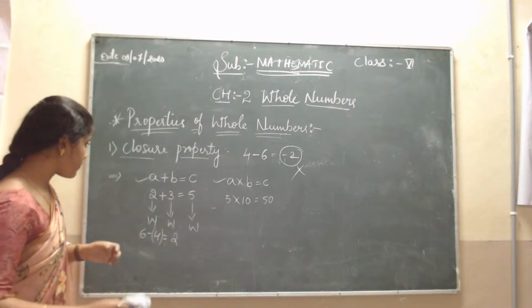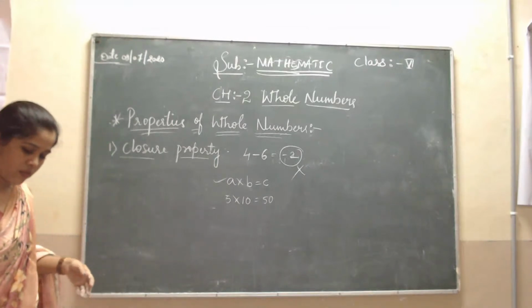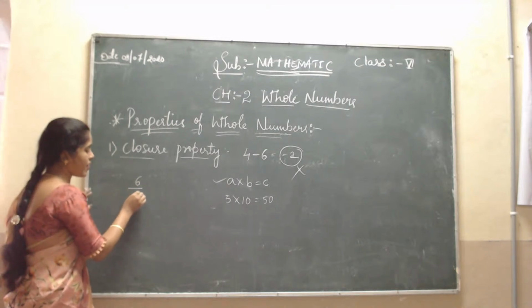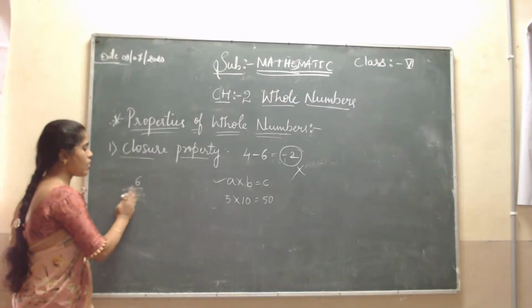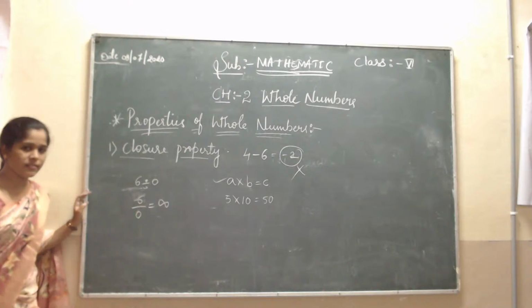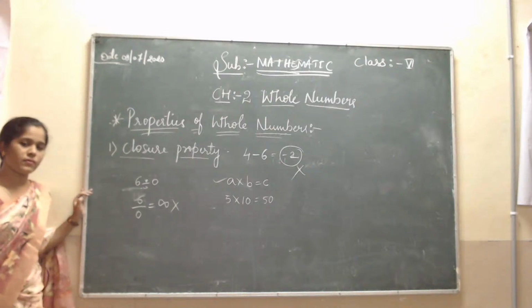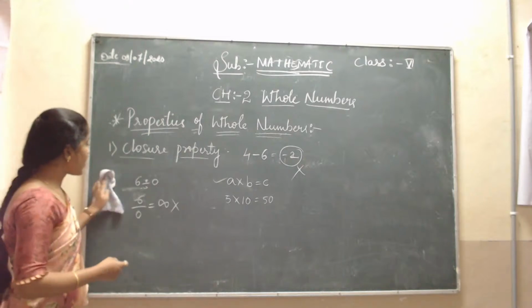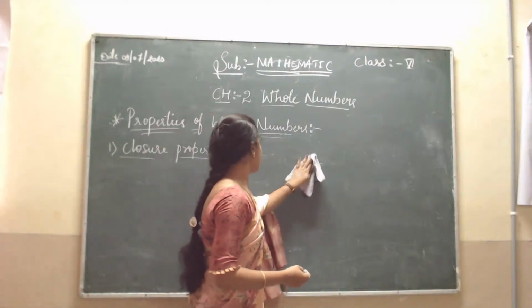Let's see an example of division. See here, 6 divided by 0. This is division. 6 divided by 0 is not defined or infinity. So this is not a whole number. Understood? So the closure property is satisfied only for addition and multiplication.